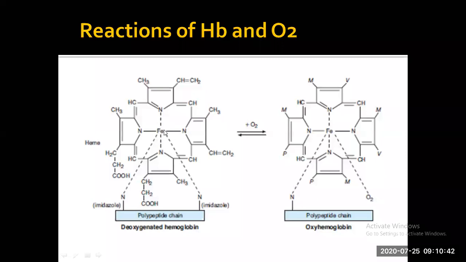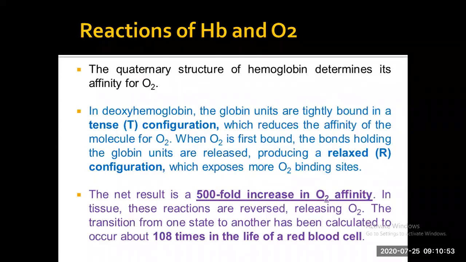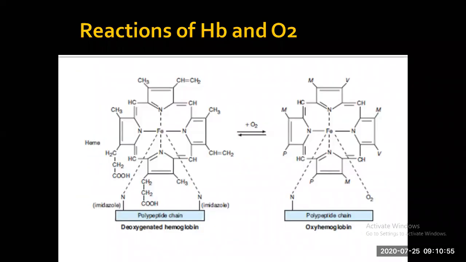So this bonding is very important. I think in first year you have studied coordination compounds and covalent bonding. Here these two bonds are covalent bonding, and these two bonds are coordinate bonding. Ferrous has a coordination number of four, so it has two other coordination numbers. These two coordination numbers are attached to the polypeptide chain.